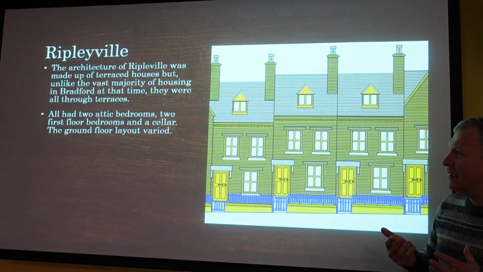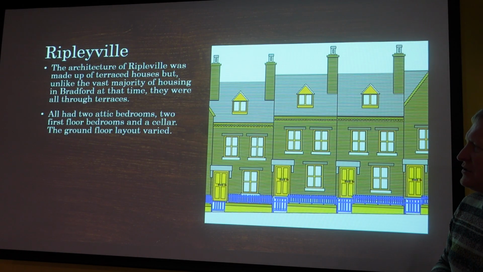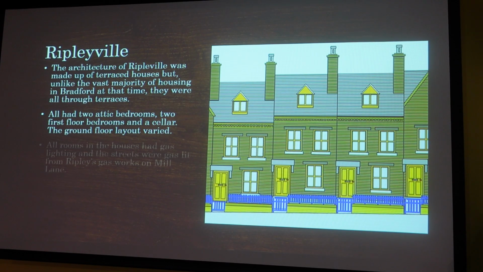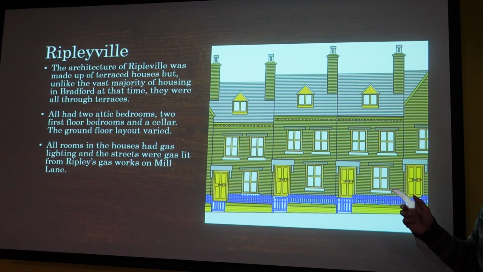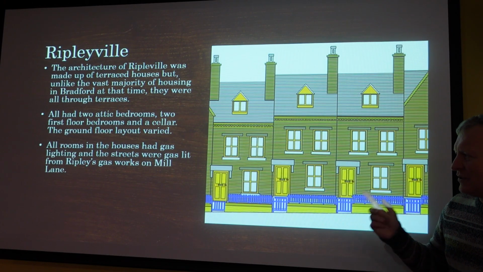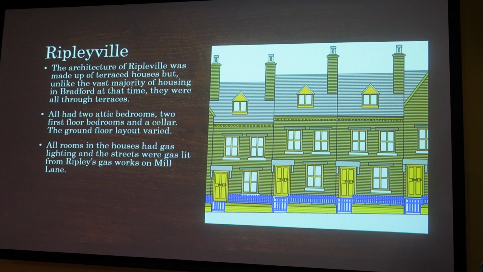All the houses had 2 attic bedrooms, 2 first floor bedrooms and a cellar, but the ground floor layout varied. There were 3 types of housing, which we'll go on to in a minute. I thought I was going to go on to it now. All the rooms had gas lighting, all the streets were gaslit, and this was from Ripley's own gasworks on Mill Lane, which was just around the corner from Ripleyville.